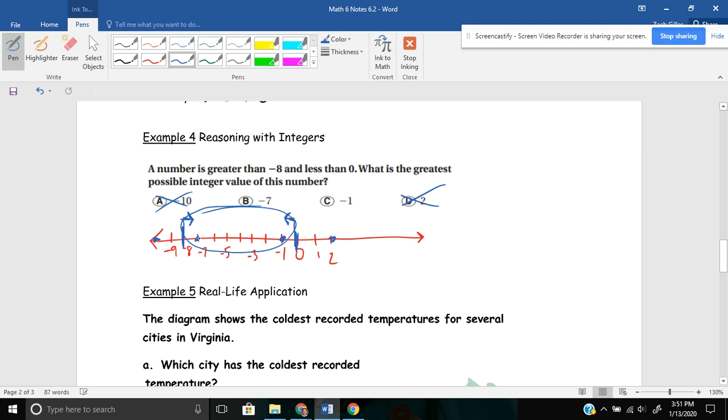So if I look at the two possibilities, -7 and -1, which one is the greatest? Well, remember, greater numbers are to the right. So the number furthest to the right is -1, which is letter C.